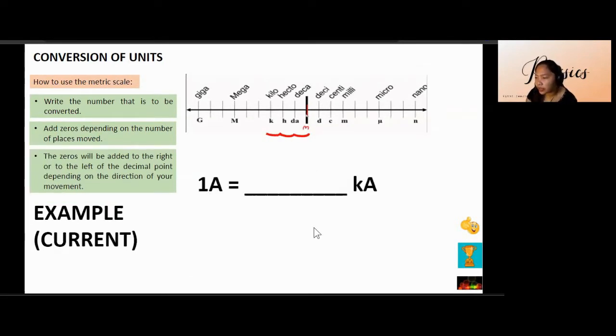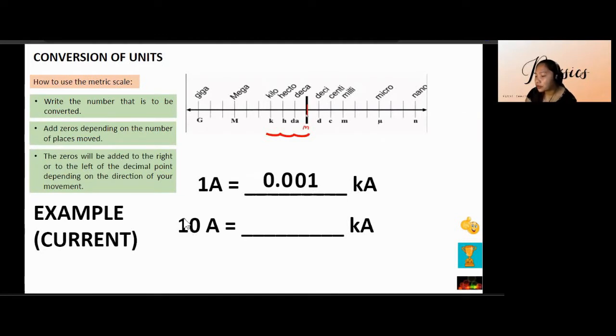How about if you go to the left? 1 ampere to kiloampere. That's 3 places going to the left. We have to include 1. So that's 1, 2, 3. Okay, and that's 0.001. So again, if you're going to the left, the decimal point will be moved to the left. And the number of zeros that we will add depends on the given. Since here we have only 1 digit given, and the decimal point is after 1, just move 3 places to the left. So we just added 2 zeros.